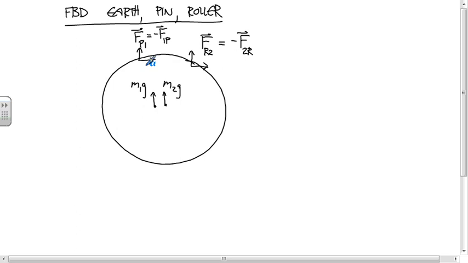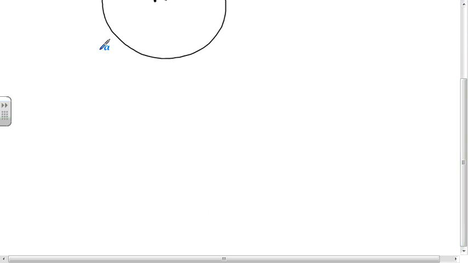Okay, I want to do one example that combines this new kinetic information with some of the more complicated kinematic stuff that we did before, so that you can see how kinematics and kinetics go together. And so this is the idea.